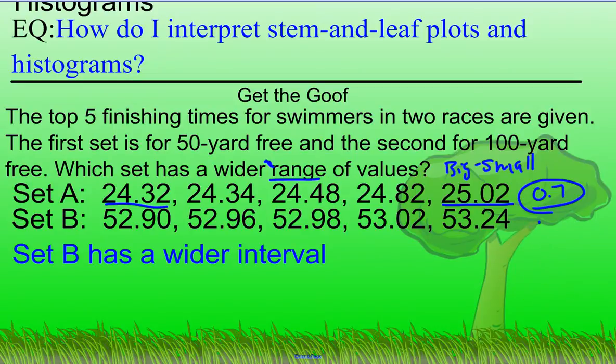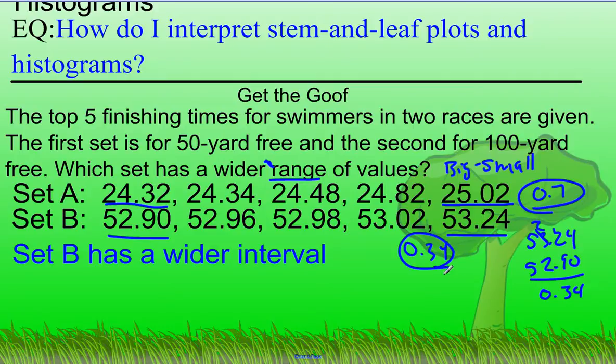And as far as set B is concerned, the biggest and the smallest, we've got 53.24 and 52.90, and subtract, I got a range of 0.34. So which of these has a wider range of values? Well, it's going to be set A. Set A has a range of 0.7, while set B has a range of 0.34. So set B, the numbers are closer together. Set A, they're farther apart.